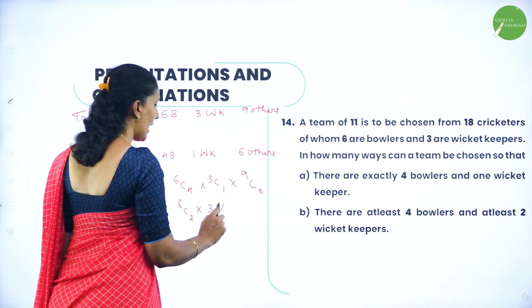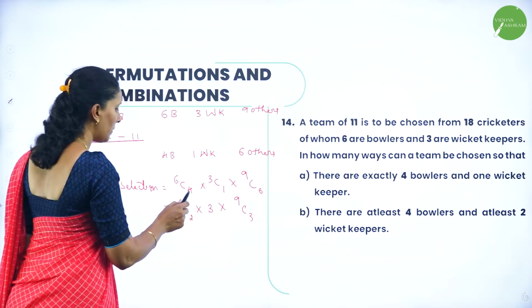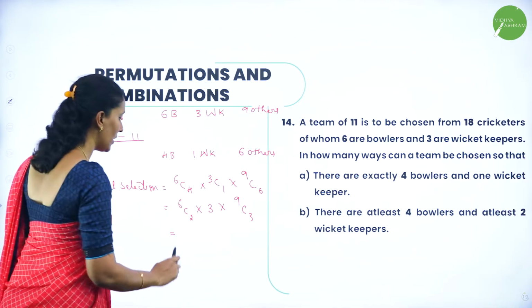3C1 is 3. 9C6 can be written as 9C3 because 6 plus 3 is 9. 2 plus 4 is 6 here. So it will help you for the simplification from the combination property.